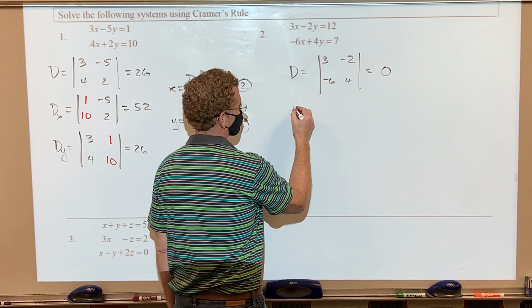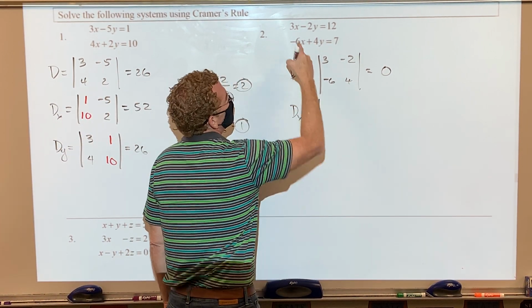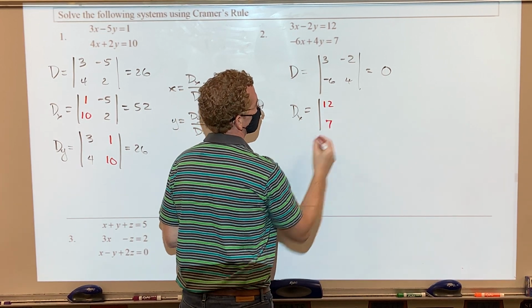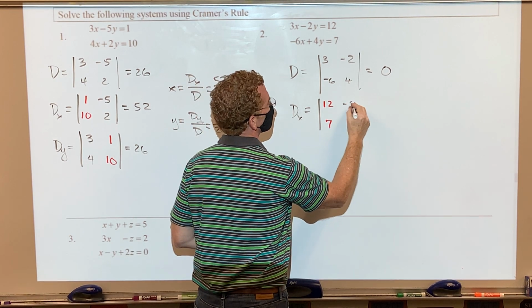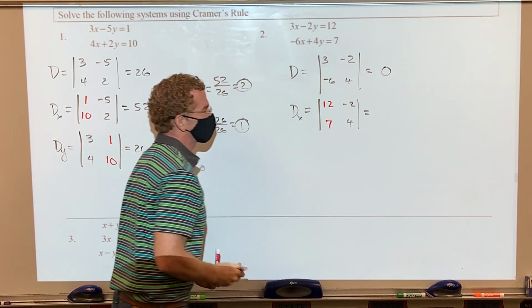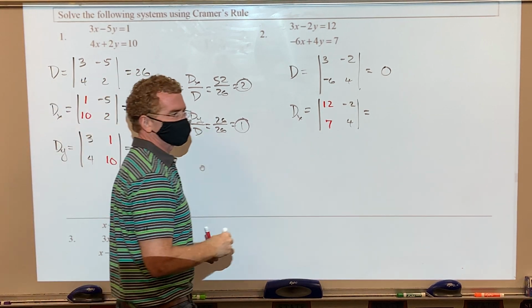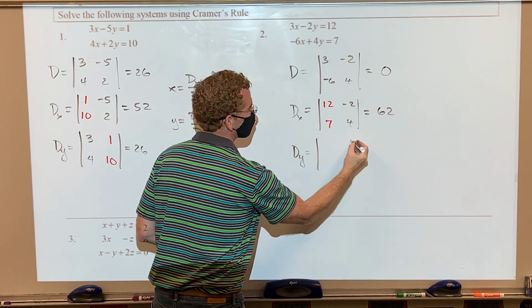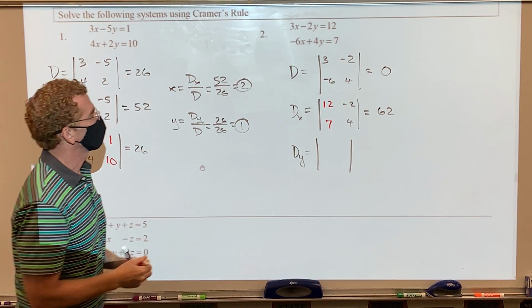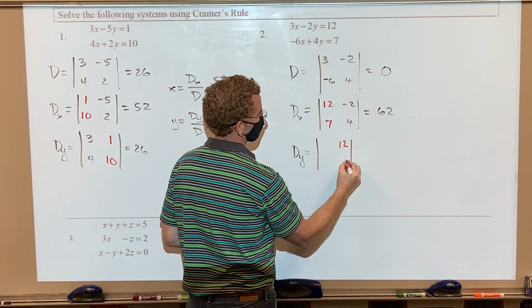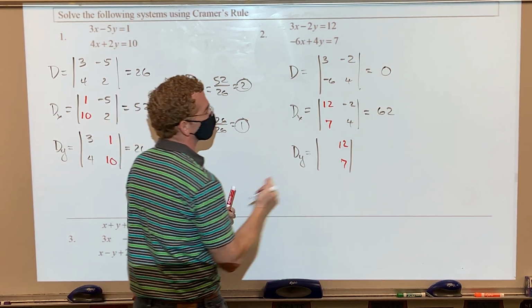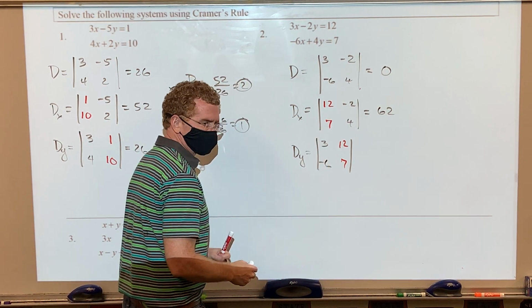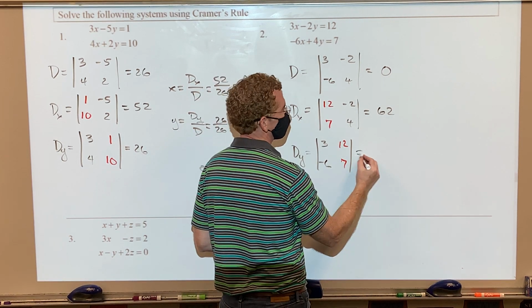And then when I go to the Dx, I replace the x column so that 12, 7 comes in here. Negative 2, 4. And I get 48 plus 14 is 62. If I've done my math right. And the Dy, 3, negative 6, and 12. That's right, bring down the 3, negative 6. And I get 21 plus 72, which is what, 93?